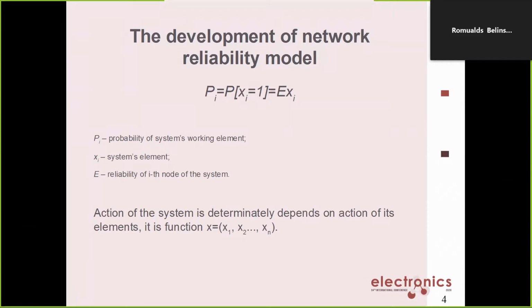In this slide, we can see the system reliability model. The system's action is presented by a symbol which obtains a value of 1 if the system is functioning and a value of 0 if the system fails. The action of each element of this system is respectively represented by a symbol xi, which obtains a value of 1 if the i-th element is functioning and 0 if the i-th element fails. The action of this system determinately depends on the action of its elements. This function is the structural function of the whole system.